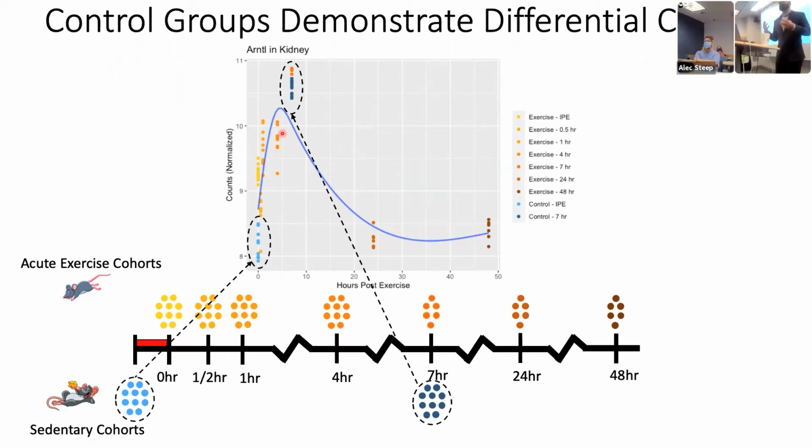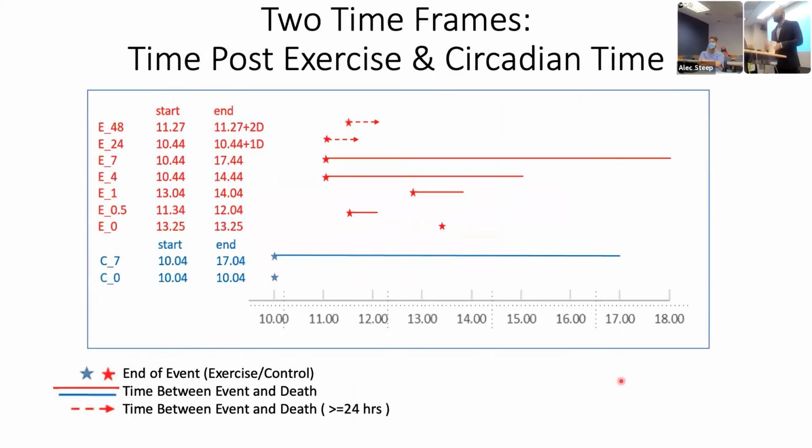So we're not just looking at one time scale here, not just this time scale of 0 to 48 hours. Instead, we have two time scales. It turns out that these samples were not processed all in the same order. They did not undergo exercise at the same time. And so our other time scale is the time of day. This is a busy slide. Bear with me. We're going to walk through it.